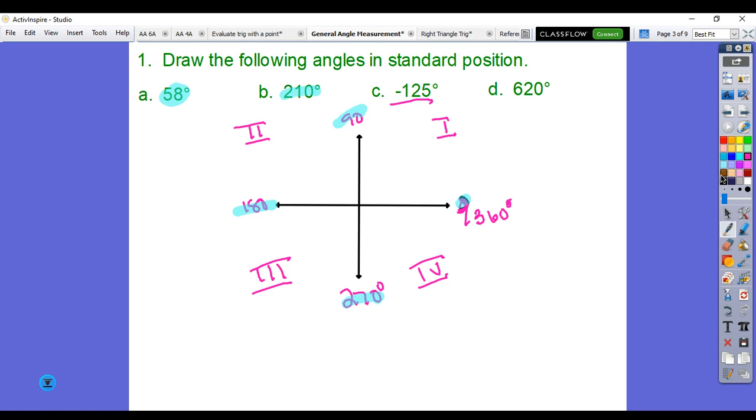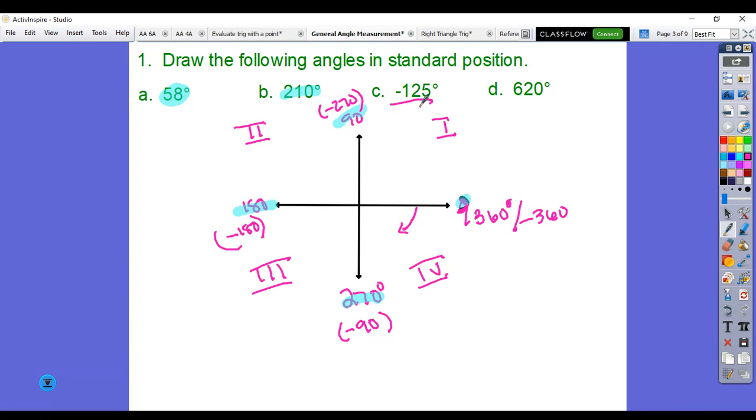Negative 125 means I'm going to go backwards. This is my first right angle. So 270 is in the same spot as a negative 90 because that's my first right angle. Positive 180 is in the same spot as negative 180. 90 is in the same place as negative 270. And really 0, 360, negative 360, these are all the same.